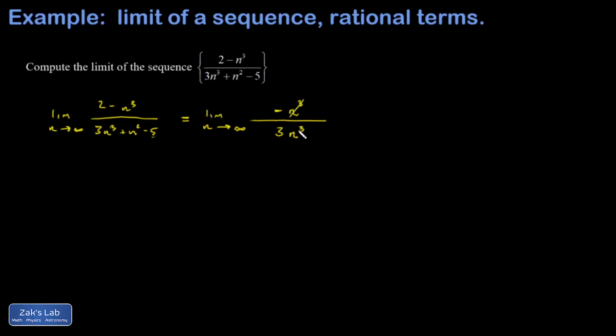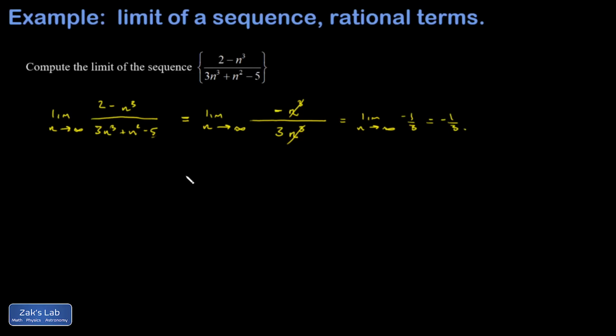Now I can cancel those n cubes. And this is just the limit as n goes to infinity of negative 1/3, which is just negative 1/3. So the terms of this sequence are settling down and approaching negative 1/3 when n becomes large.